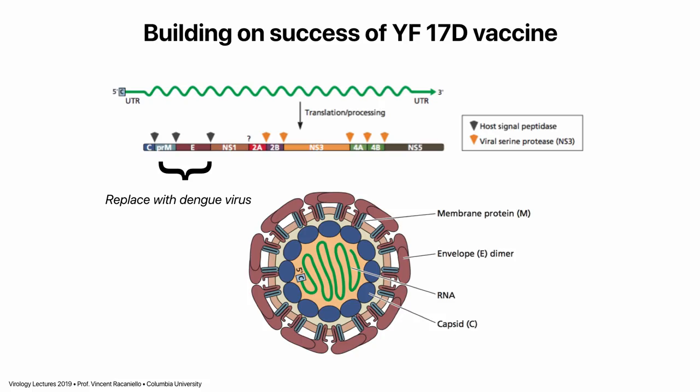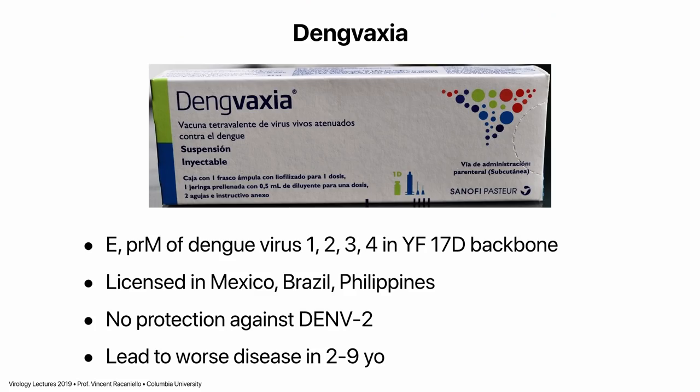Now, introduce dengue, a serious viral disease, especially if you get second infections. It's also a flavivirus. So what they did is they took the yellow fever vaccine and replaced the glycoproteins with the sequences from dengue virus. Because we already know yellow fever vaccine is safe, let's just build dengue on top of it. So that's the basis of this new vaccine called Dengvaxia. Again, it's dengue virus glycoproteins for all four serotypes and a yellow fever backbone.